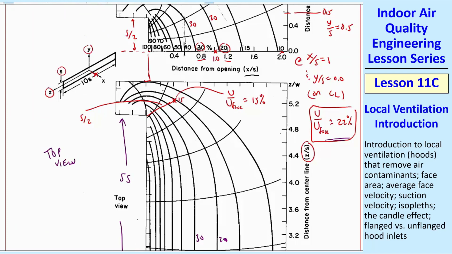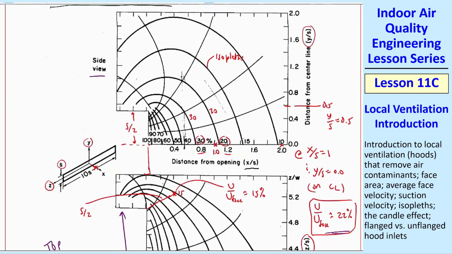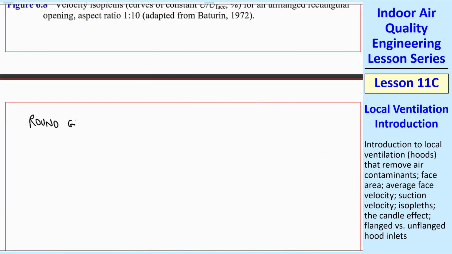In some of the homework or quizzes, if I give you a rectangular slot and I give you some x over s, you'd find that on this horizontal axis, say it's 1.6, and then I give you some y over s, and you come up, maybe it's around 0.8, so you see those intersect at roughly this isopleth, which is 10%. That would be your u over u face that you would use in your analysis. So those are for rectangular geometries.